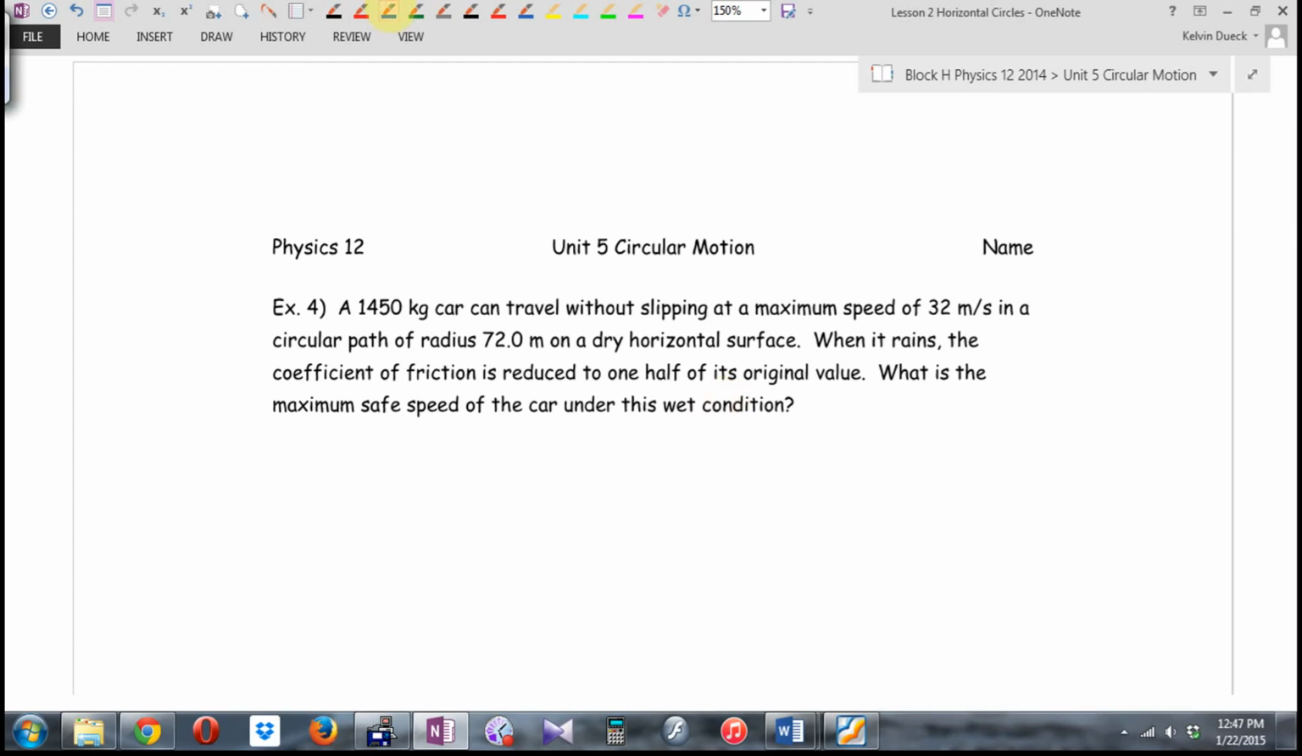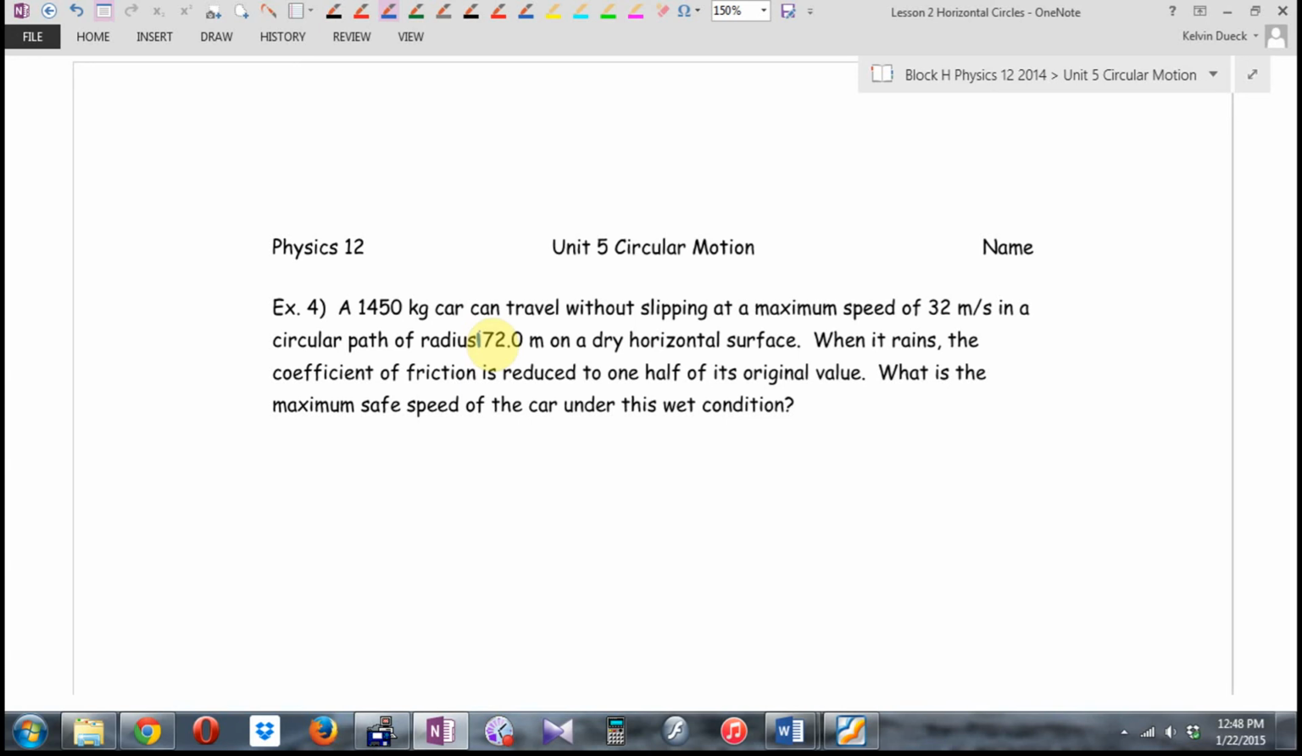A car can travel without slipping at a maximum speed of 32 meters per second in a circular path of radius 72 on a dry horizontal surface. Now, we need to change this question, and the reason is I've made up bad numbers. So where the radius is 72, put a 1 in front of it. Let's make the radius 172. I'm hoping that'll give me less bad numbers. They're still going to be bad, but they're not going to be nonsense. When it rains, the coefficient of friction is reduced to 1/2 its original value. What's the maximum safe speed of the car under this wet condition?